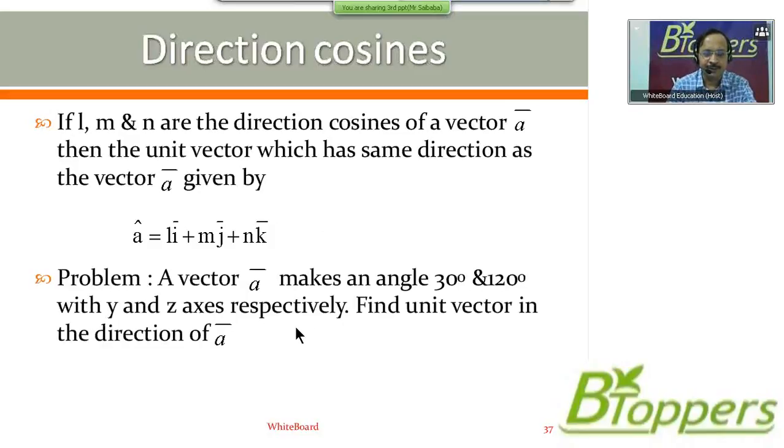There is one problem here. Please look at this problem. A vector A bar makes angles 30 degrees and 120 degrees with Y and Z axis respectively. Find the unit vector in the direction of A bar. You can first try this problem yourself. You can take a pause and try the problem. Then you can look at the solution of the problem.